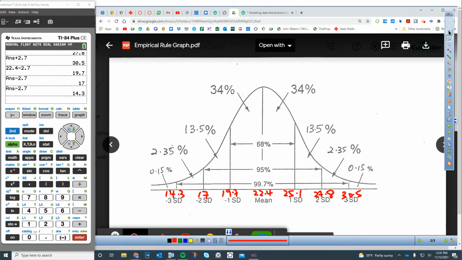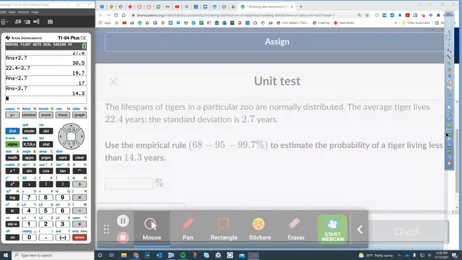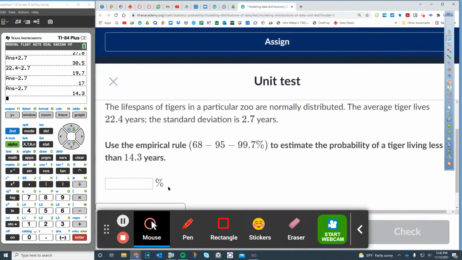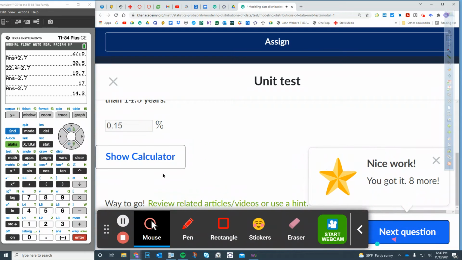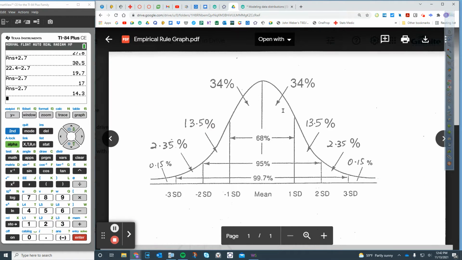So if we go back to the question, it asks us to estimate the probability, which is the area under the density curve, right? Of a tiger living less than 14.3. So if I go back to here, a tiger living less than 14.3 is 0.15%. Right. So hopefully you guys understand why this is important.